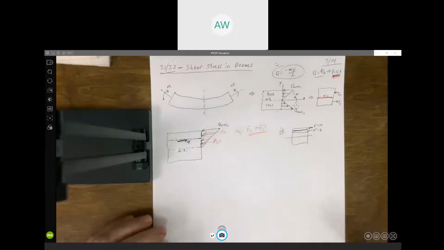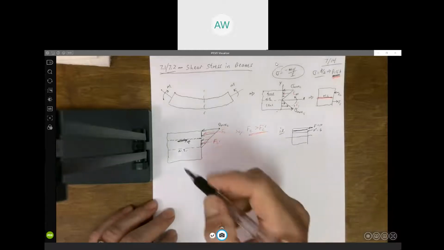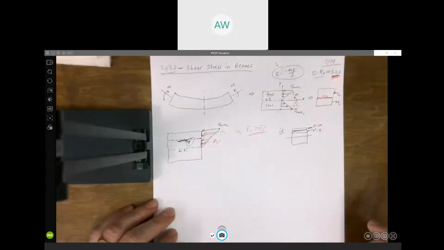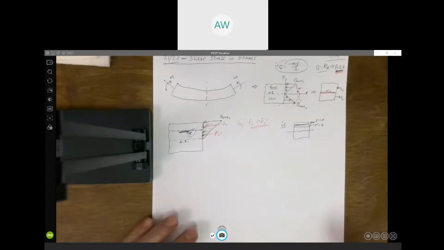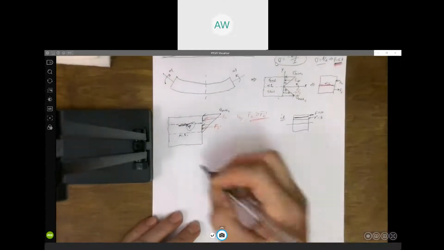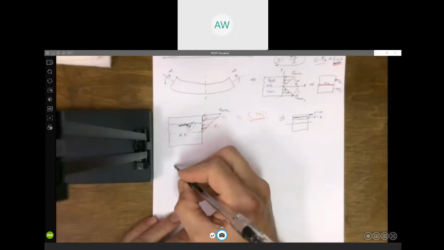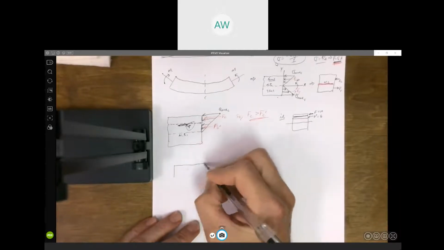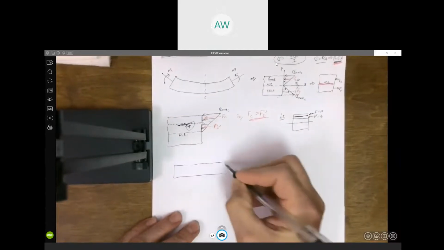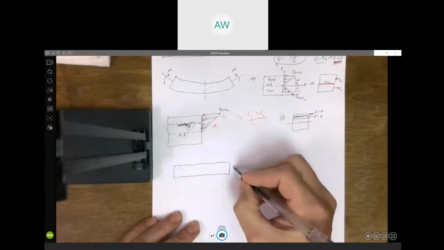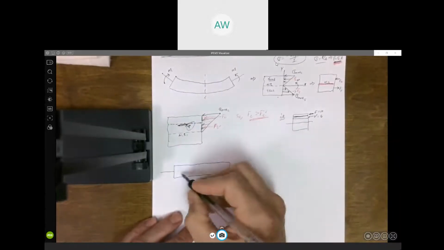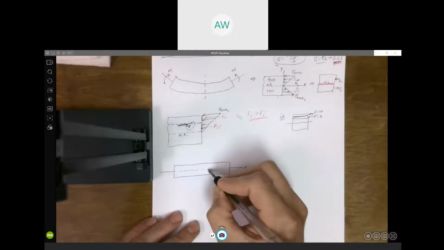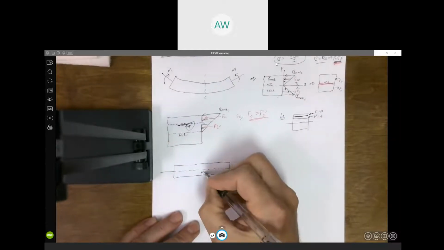So our goal today is to try to come up with a formula for that shear stress. Right? So that's our goal. So let's look at a new picture here. I'm going to draw a new beam. Again, this is our neutral surface.